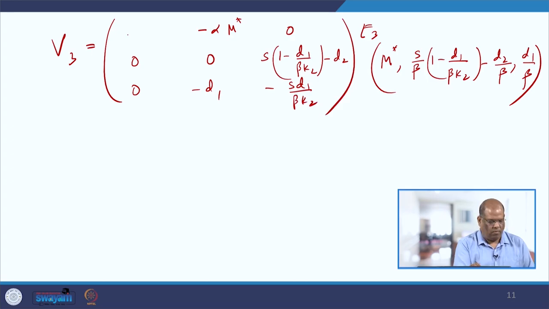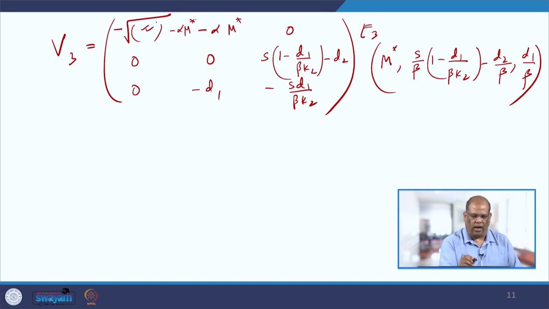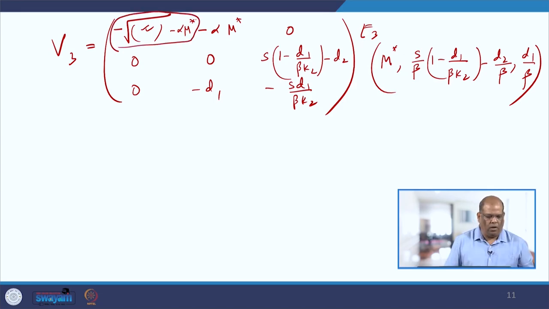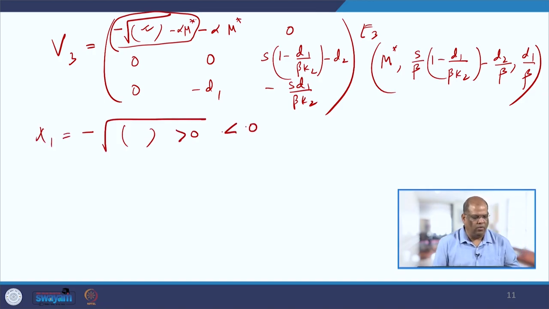This term is a bit big one, but here you get a negative quantity, you get something inside this square root minus alpha M star. This part you can easily calculate, but the point is that this part is negative. If you calculate the eigenvalues, you will see that one of the eigenvalues is coming to be minus square root of a positive quantity, and hence this will be less than 0, and your other two will be solved from the equation of M star.